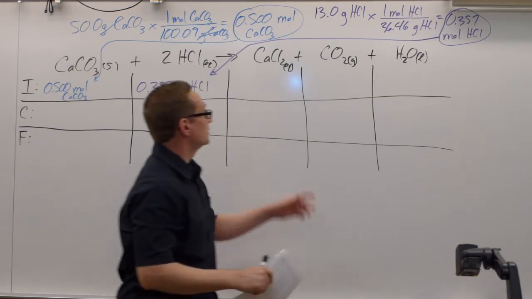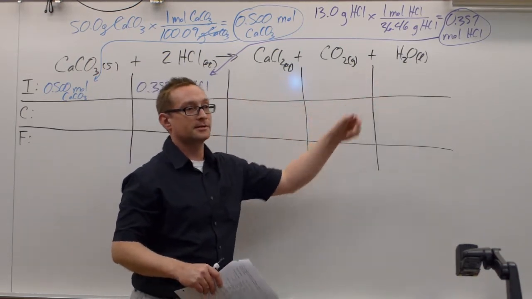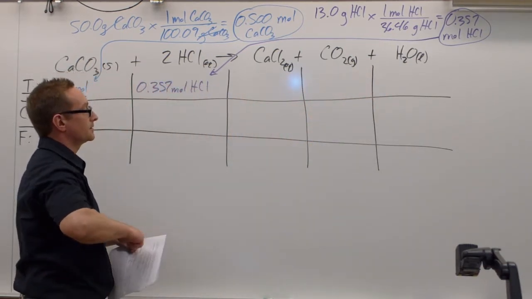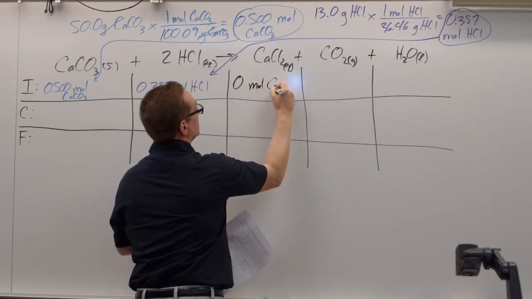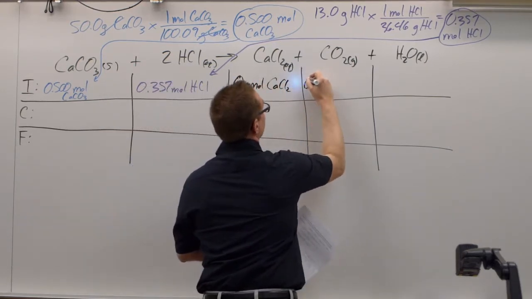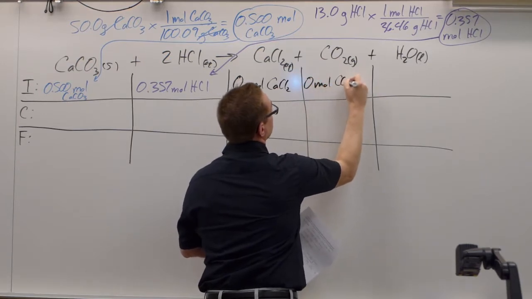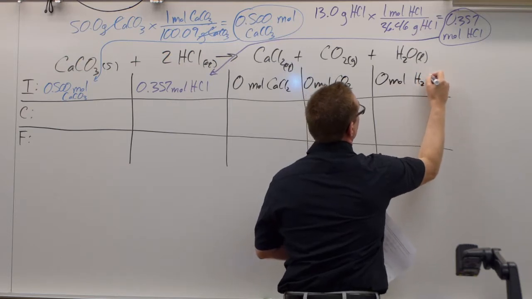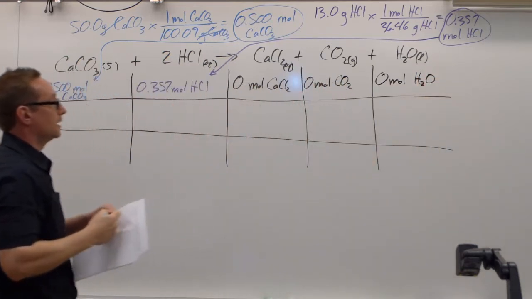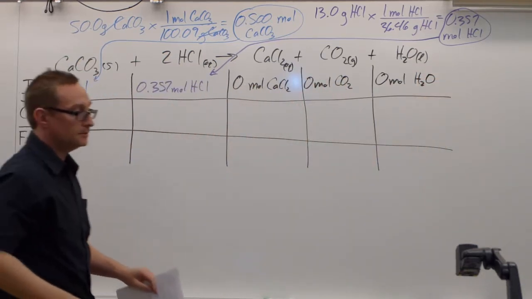What values go for the products? Zero. For initial products, they're always 0. Zero for all those.